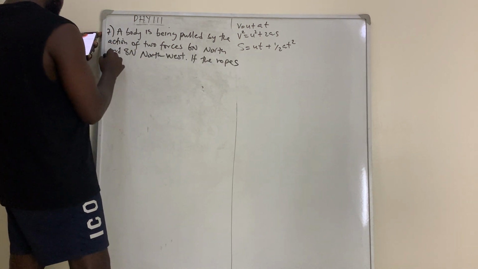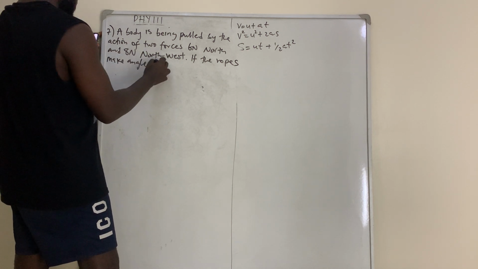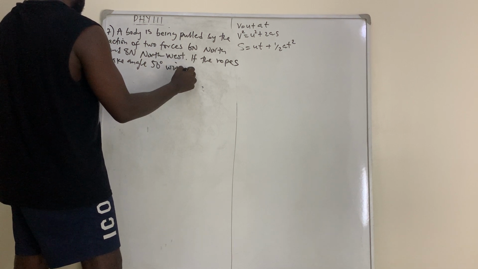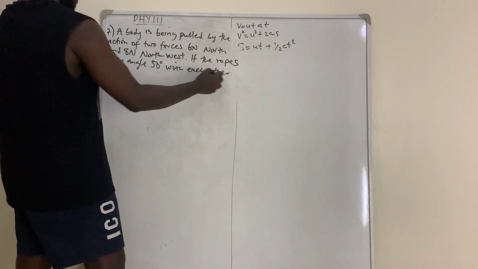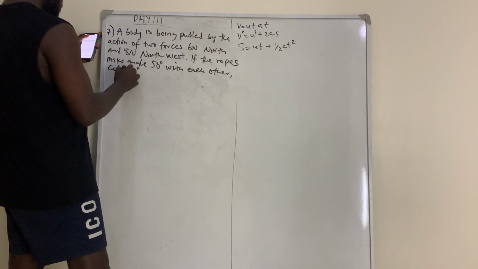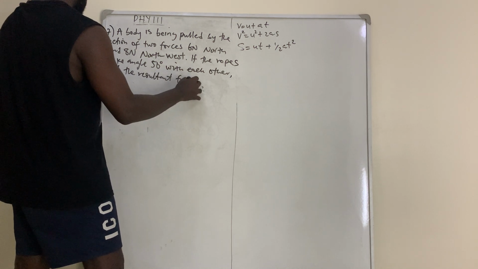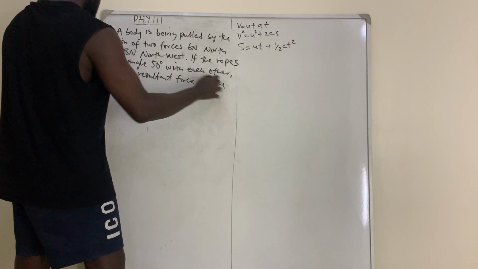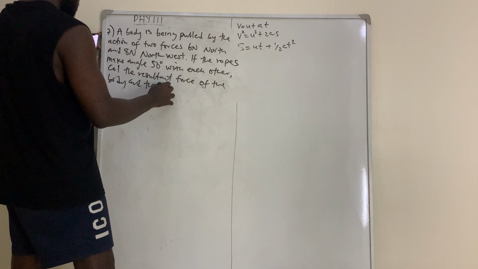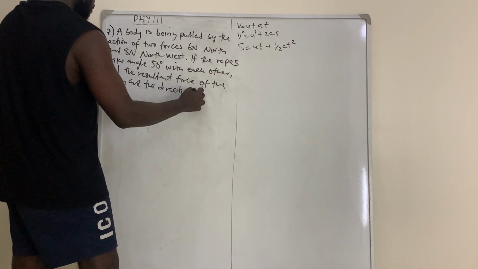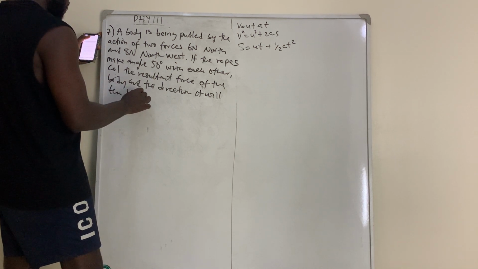Okay, then I say if the ropes make an angle of 50 degrees with each other, calculate the resultant force of the body and the direction it will tend to move.